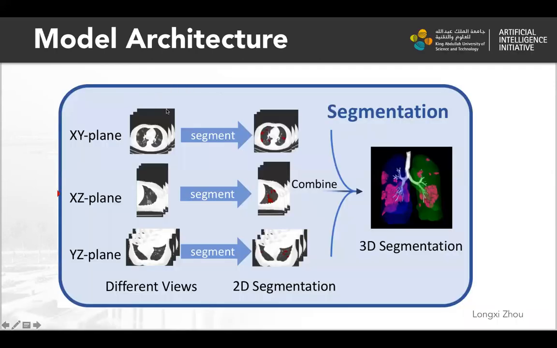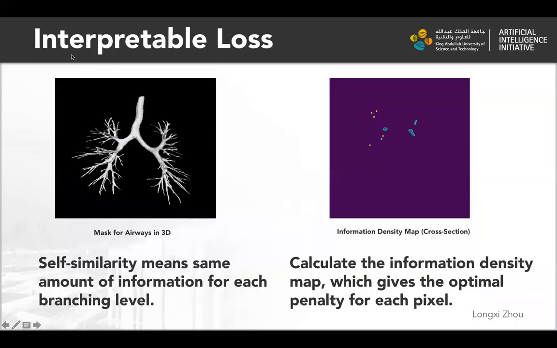The model architecture is simple. It is 3 2D units segmenting from 3 different views, and then we combine 3 segmentation probability maps and get the final segmentation. And we calculate the interpretable loss based on different tissue properties. For example, the airway has strong self-similarity, which means there should be the same amount of information for each branch level. Thus, we can calculate the information density map, which gives the optimal penalty for each pixel. Thus, we can get a very good loss function.